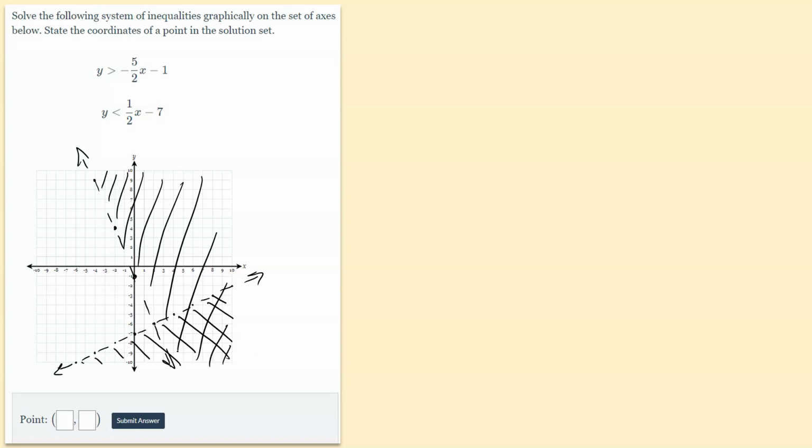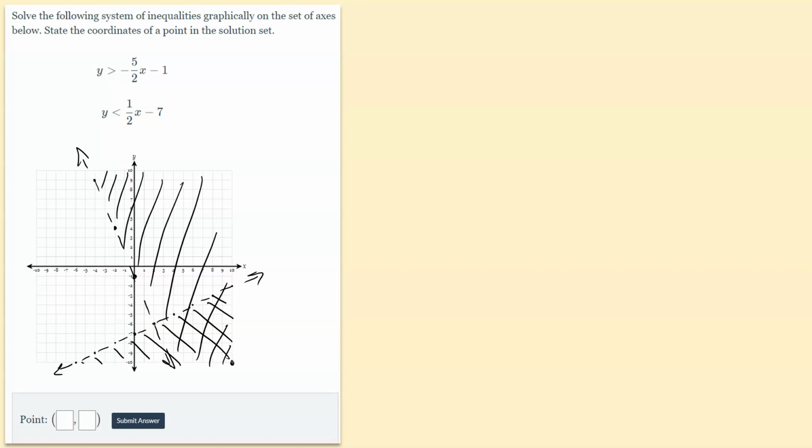So the overlapping region would be in here. And you want to pick a point that's pretty solidly in that region. Any point in this region will do. So I'm going to say 10, let's go just 10, negative 10. That'll work. That's right there.